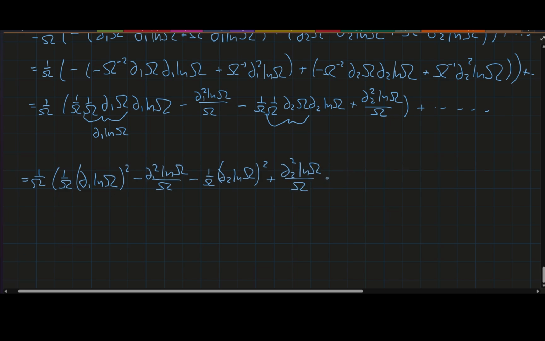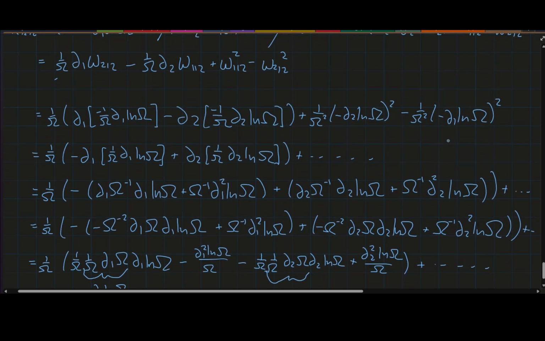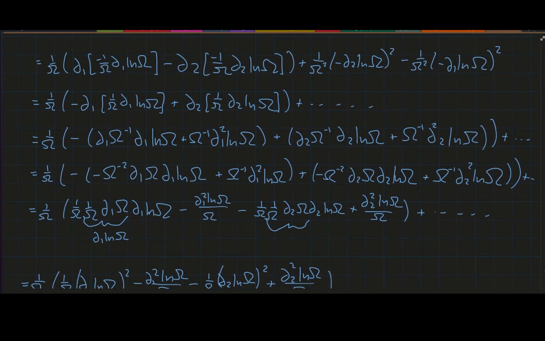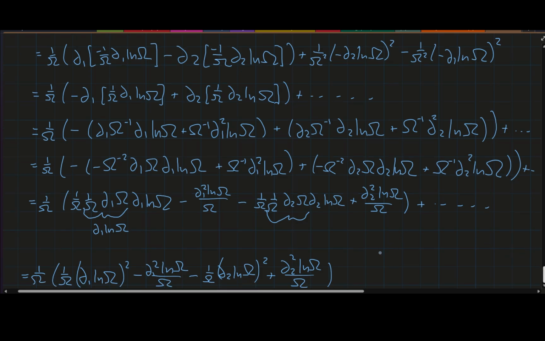And now, okay, let's write the rest of what we've been dropping. So we have a plus 1 over omega squared. The minus sign inside here isn't going to matter because it's being squared, so we get del 2 ln omega squared, basically, minus 1 over omega squared. And same thing, the minus sign goes away, and we get del 1 ln omega squared.